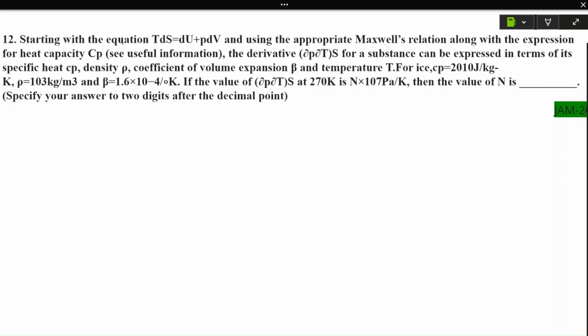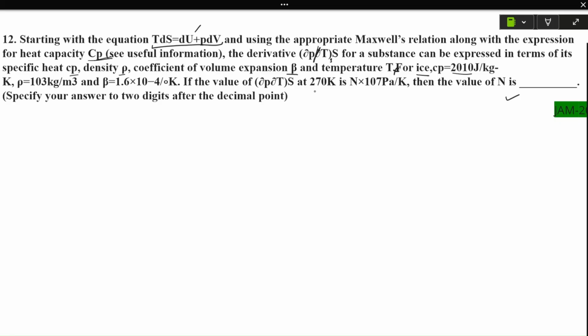that starting with the equation TdS = dU + PdV, and using the appropriate Maxwell relation with the expansion from heat capacity Cp, useful in the derivative del P by del T at constant entropy for a substance can be expressed in terms of its specific heat Cp, density rho, coefficient of volume expansion beta, and temperature T. Final for ice is equals to, and Cp is equals to 2010 joule per kg. Rho and all these data are given.